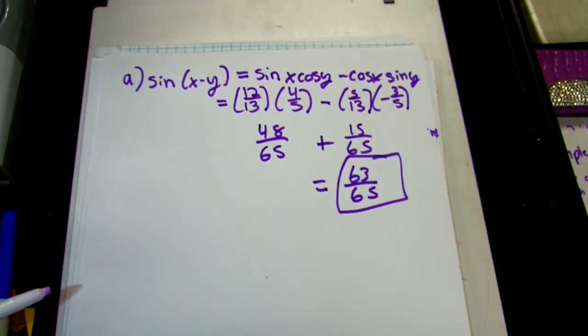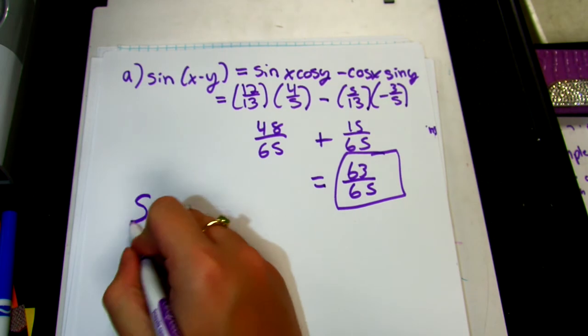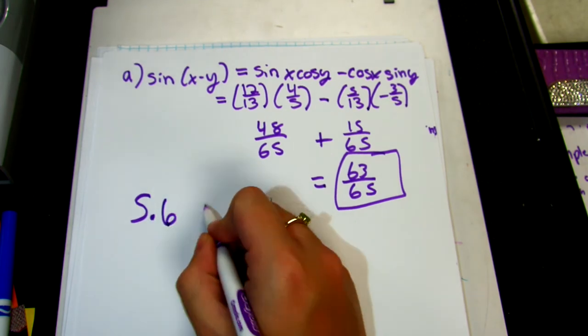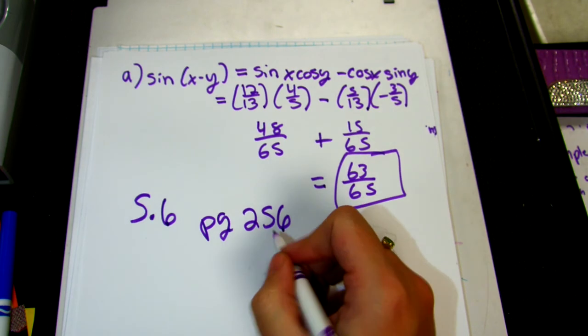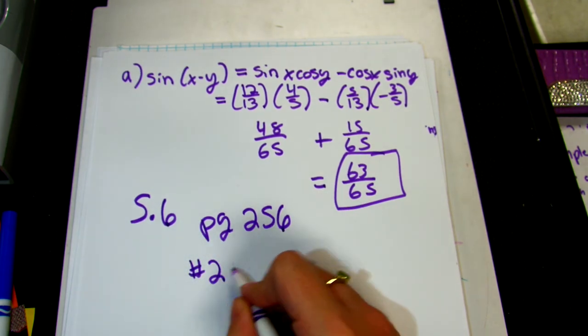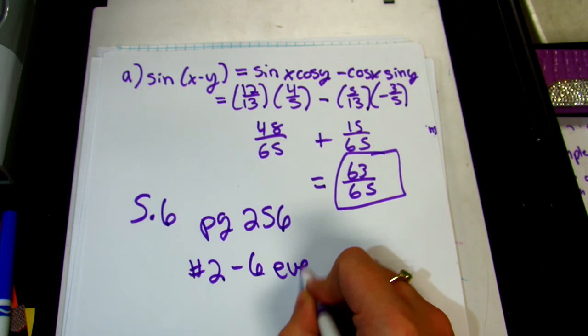Awesome. All right. That is all I have to show for you for sum and difference identities. Thank you for watching. I would like you to go ahead and try a couple of problems. On section 5.6, and it starts on page 256, I want you to go ahead and do numbers 2 through 6 evens.